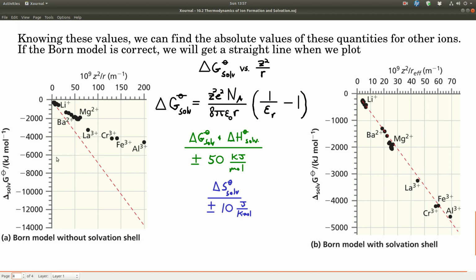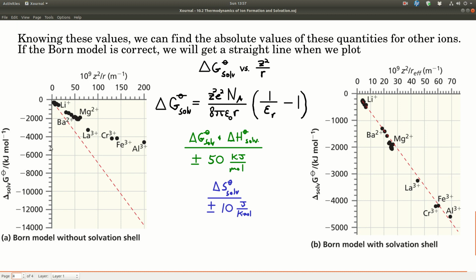Okay, this is that graph, delta G versus z squared over r, and it has qualitative agreement. It looks like this is more or less linear. These are all singly charged ions, like lithium, sodium, potassium, like that. These are all doubly charged: magnesium, barium, calcium, what have you. And then these guys are out here. So this is more or less a straight line, but it's definitely not quantitatively agreeing, because this red dashed line, that's what Born's model gives.